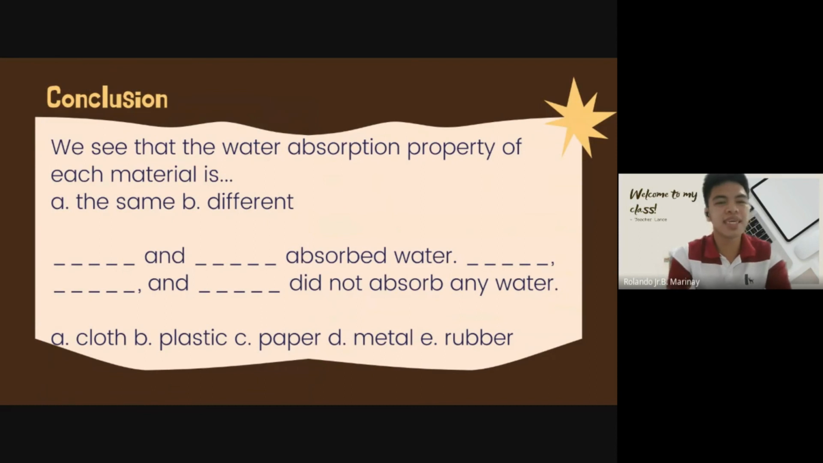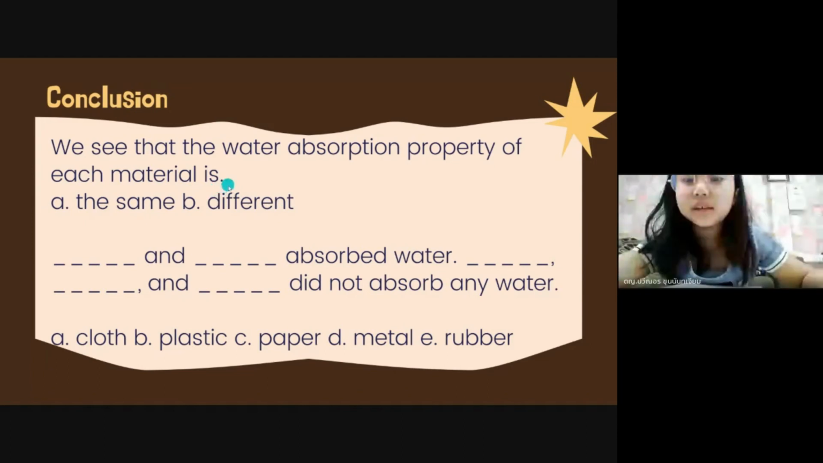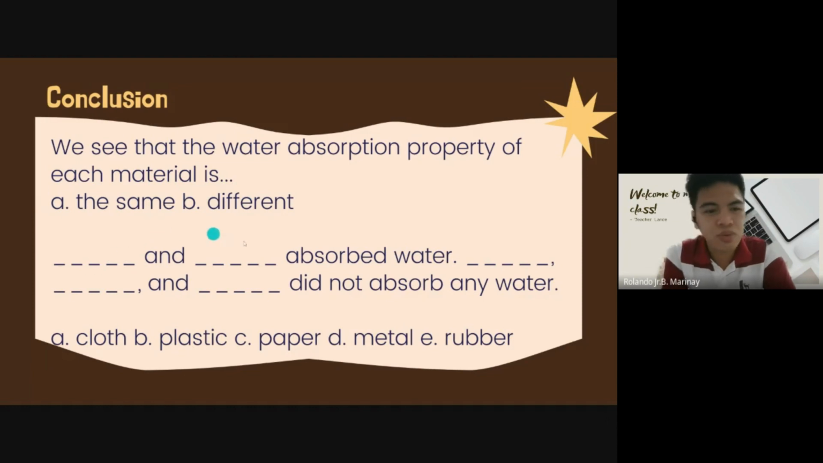Okay, we can see that the water absorption property of each material is A, the same or B, different. What's your answer? A or B? B, different. And then which materials absorb water? Two materials that absorb water. A, cloth. B, plastic. C, paper. D, metal. E, rubber. Give me two materials that absorb water. And then three materials that do not absorb water. 1, 2, 3.